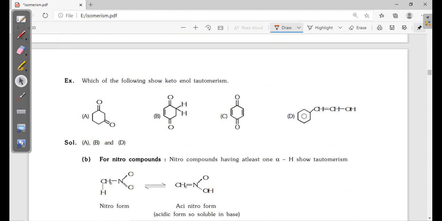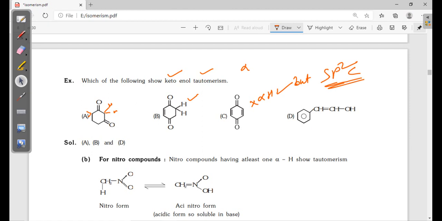Next, which of the following shows keto-enol tautomerism? Alpha hydrogen should be present. See here, alpha hydrogens are there, two, total four alpha hydrogens. Here also alpha hydrogens are there. Here no alpha. Alpha hydrogen is there, but that is an sp2 carbon. Next, here alpha hydrogens, no. Where is the alpha hydrogen?